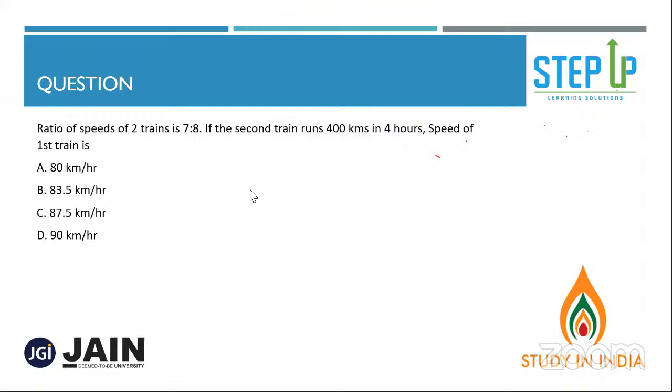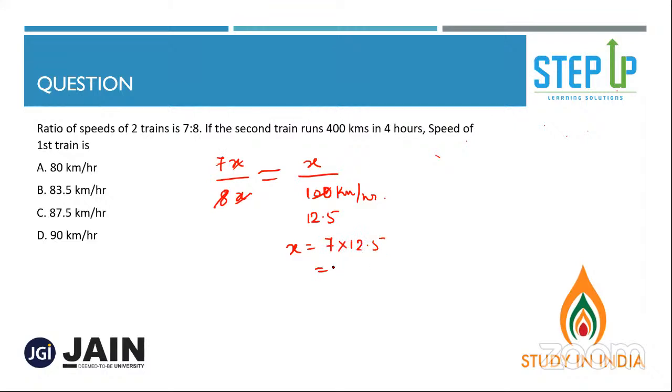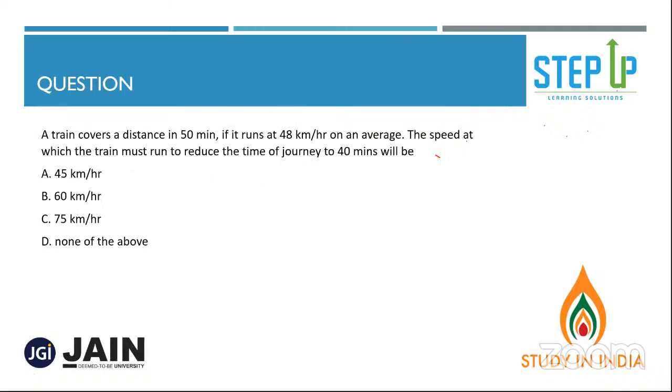All of you got this? Anybody wants me to explain this or it's clear? 7x and 8x. 8x is equal to 100 kilometer per hour. This will get cancelled out. 8 by 8, 12.5. So x is equal to 7 into 12.5, 84 plus 3.5, 87.5. Okay, nobody's saying anything, so I hope that's clear.